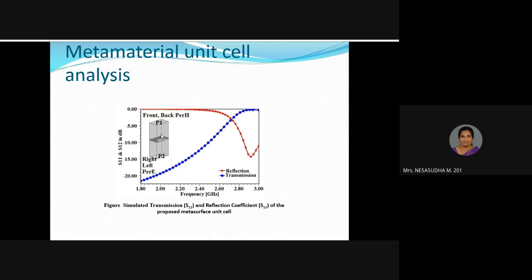Now this antenna is placed under boundary conditions. This is a unit cell. It is placed inside the boundary conditions. There are 2 ports we have taken, port 1 and port 2. Through port 1, we are applying the input signal. The input signal is applied to port 1, and you are checking how much radiation is transmitted and how much is reflected back.